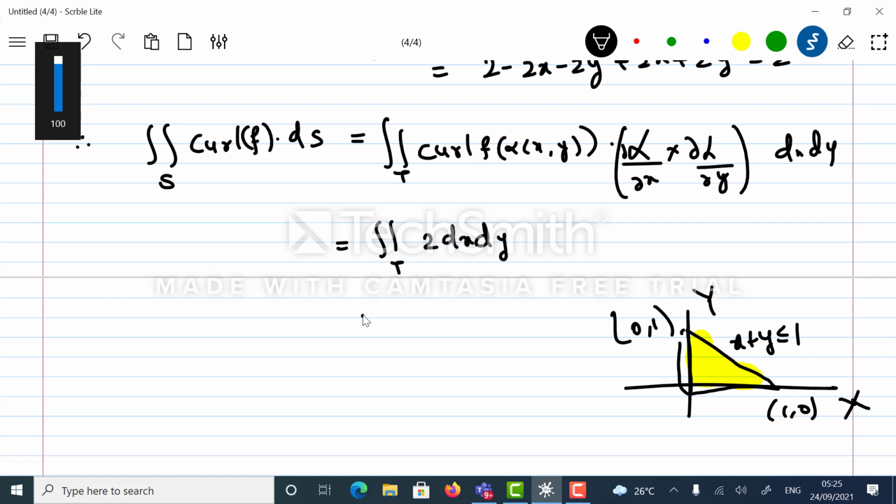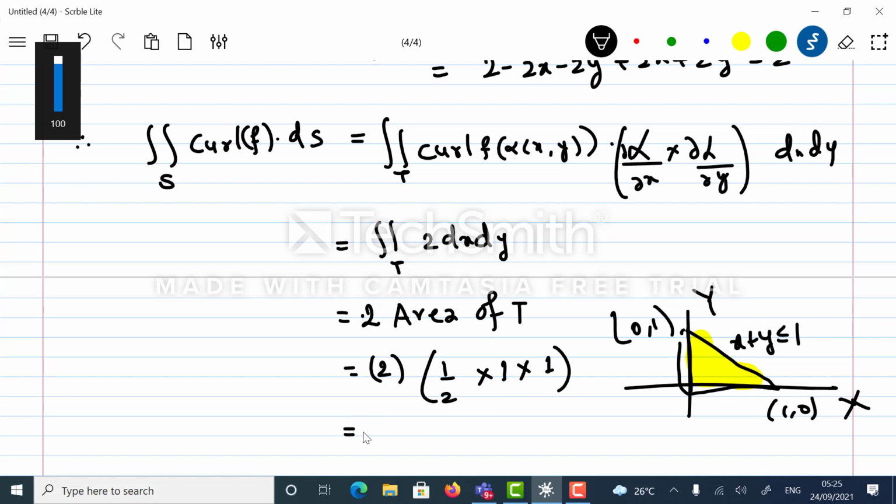We can easily evaluate the double integral with type 1 or type 2, but this is the same as 2 times the area of T, which is 2 times the triangle. The area of a triangle is half into base, which is 1, and the height is also 1, so it is basically 1. So the surface integral over S of curl f dot dS also turns out to be 1.